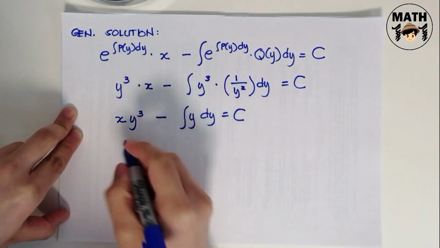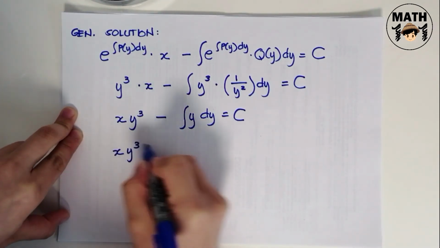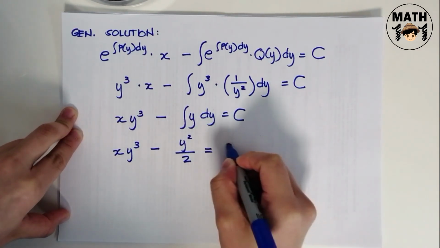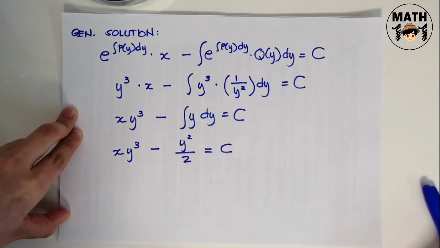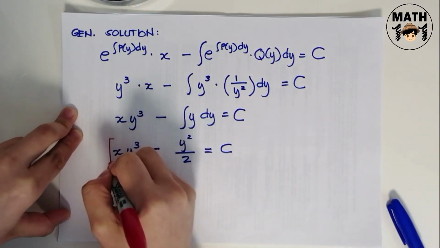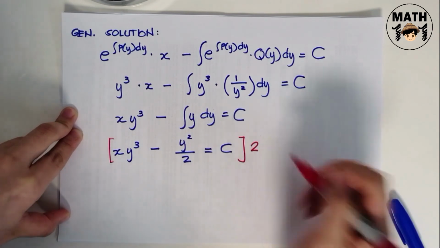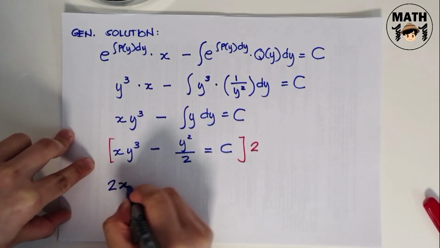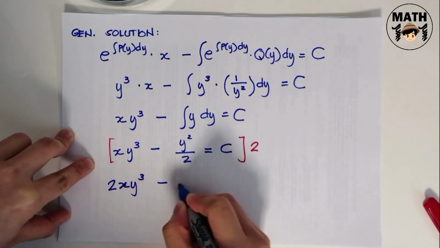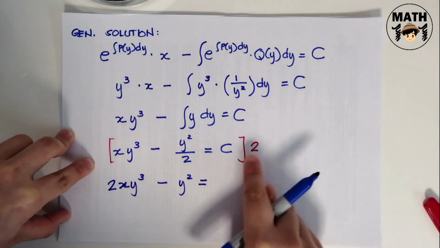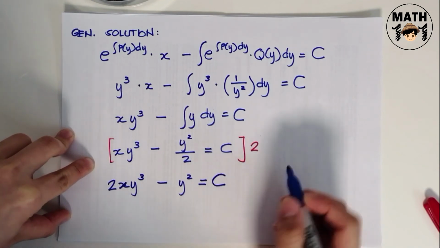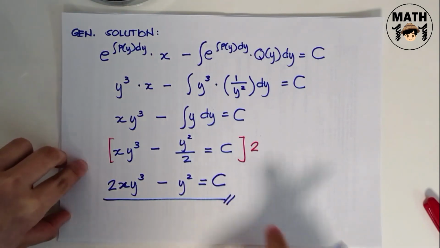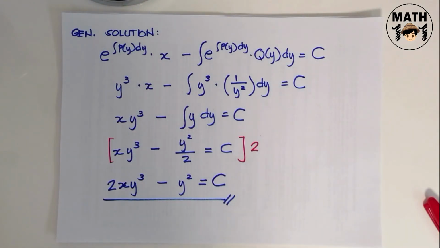Taking the integral of y dy, that is y squared over 2 equals c. Tanggalin natin tong denominator na 2 by multiplying the whole equation by 2, and we'll get 2x y cubed minus y squared equals 2 times a constant, still a constant, that is equal to c. And this is now the general solution of our differential equation.